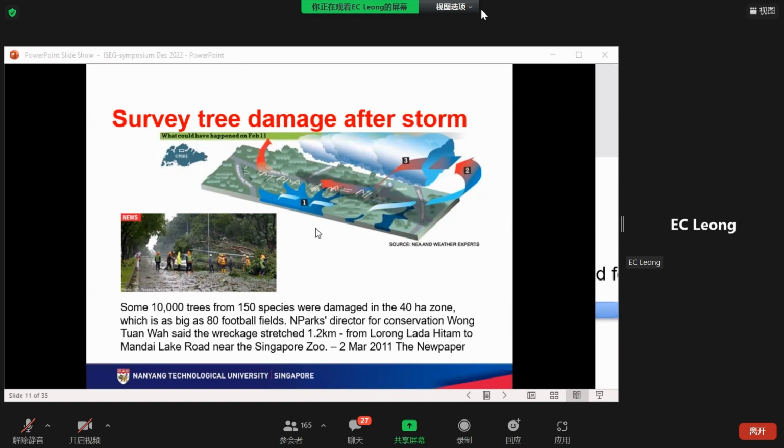When you have such a storm, it takes a lot of manpower just to go and map the trees. But being a city state, the main concern is to make sure that all these trees are cleared as soon as possible, so as not to obstruct traffic and leave a trail of debris, which could be risky for road users.